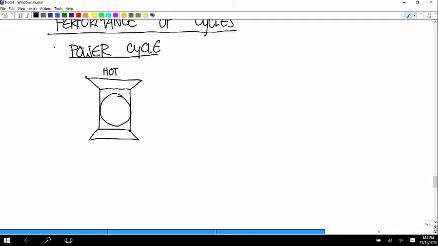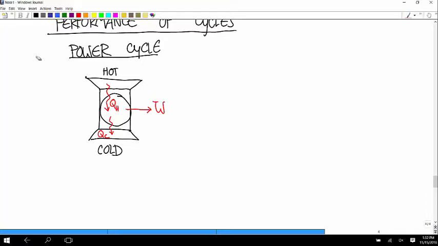So what's going on with the hot reservoir? Yeah, heat's going into the system, QH. What's happening at the cold reservoir? Yep, that's your Q sub C. And what's going on with work? Yep, work's being done by the system on the surroundings.